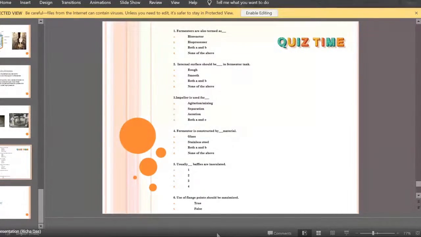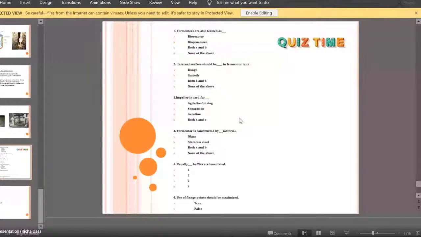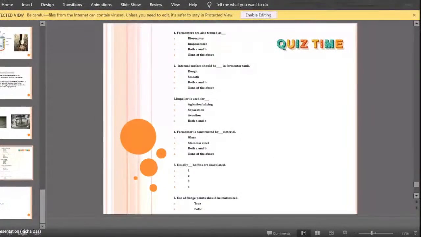Okay. The next question is usually dash baffles are inoculated. Options are 1, 2, 3, and 4.